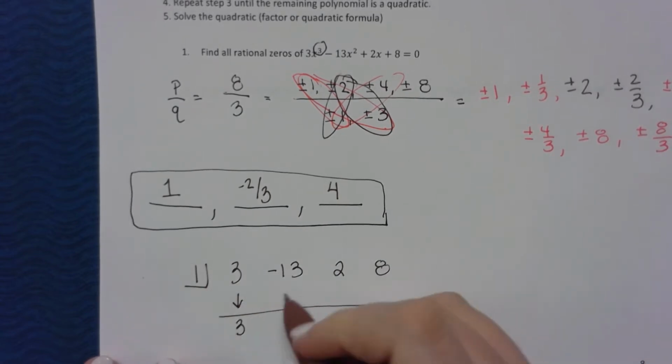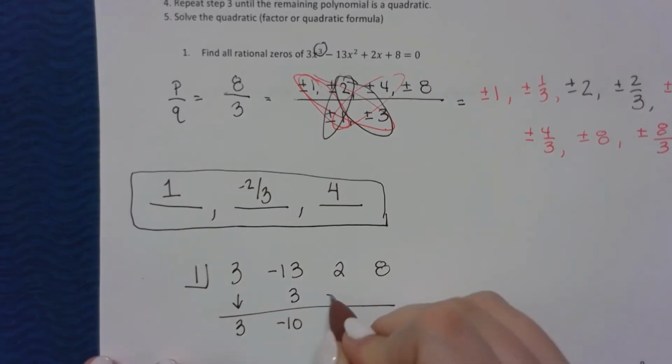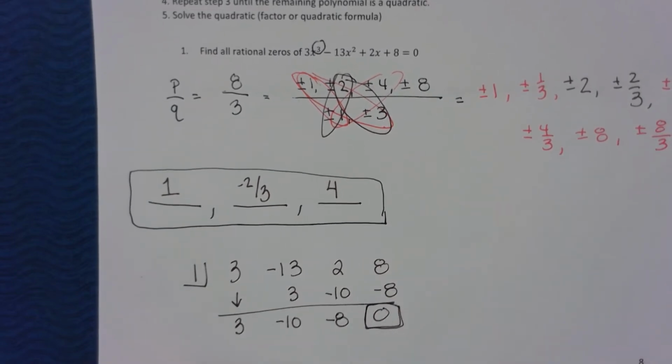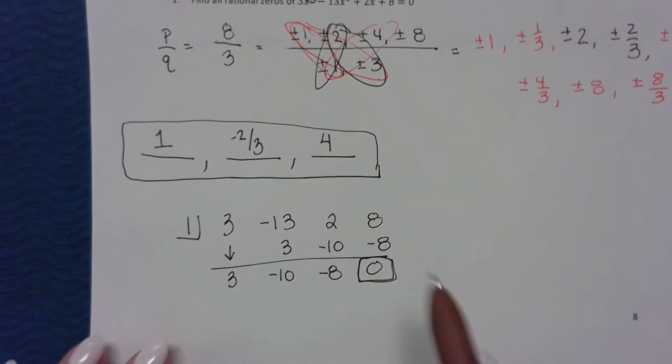Pull down the 3, multiply, add, multiply, add, multiply, add. Now, if you don't get 0 in this step, something went wrong somewhere. Okay, if it's a 0, we should get a remainder of 0. Okay, so what does this mean?